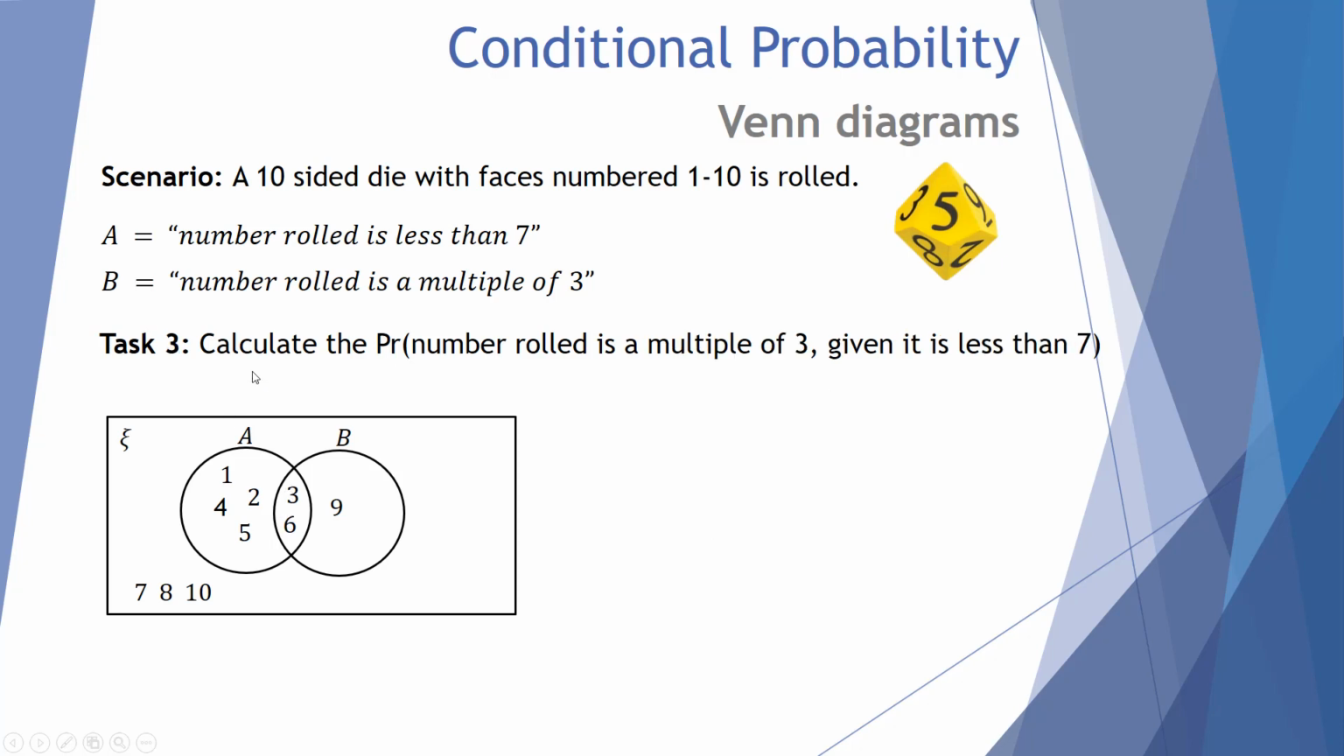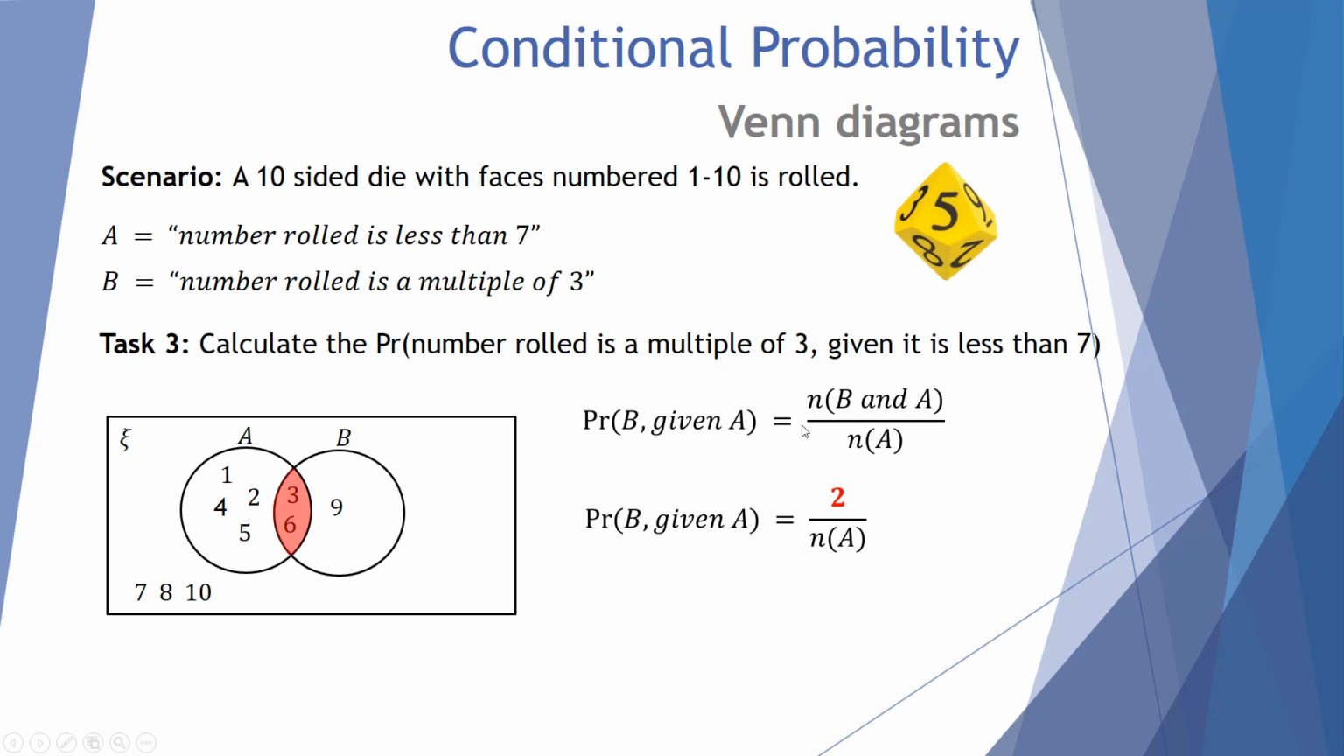Task number 3. Let's try the reverse. Calculate the probability the number rolled is a multiple of 3, given it is less than 7. So this is the reverse arrangement. So we want the probability of event B given event A. To calculate, we need the number of elements in set B and A and the total number in A.